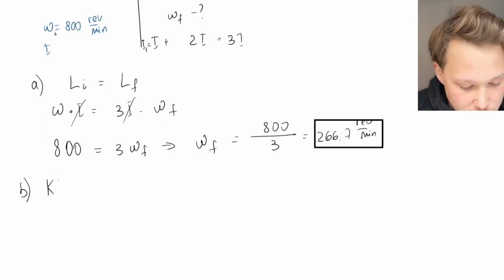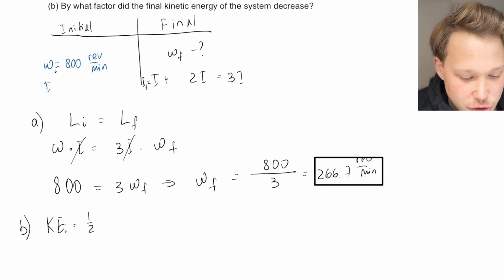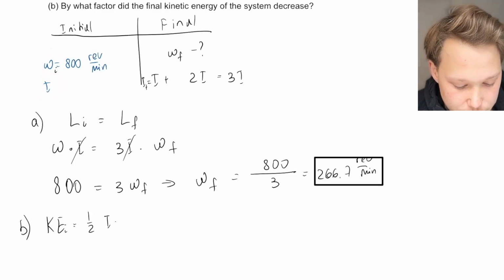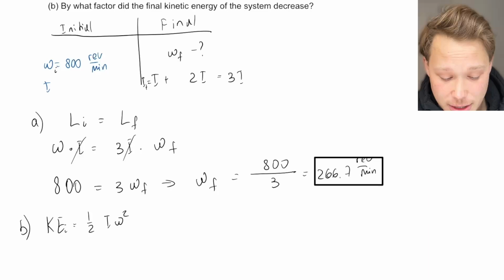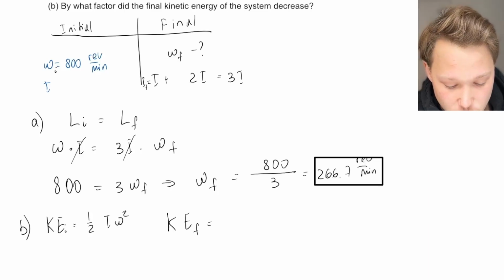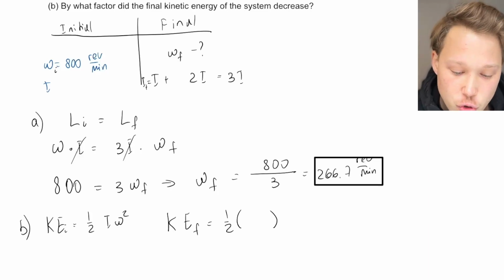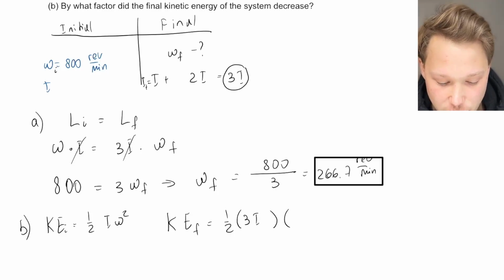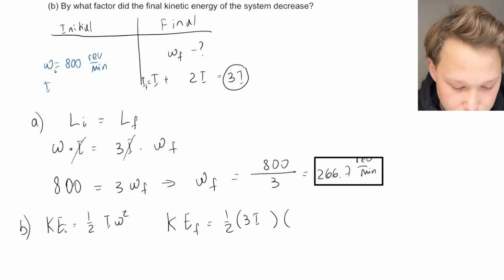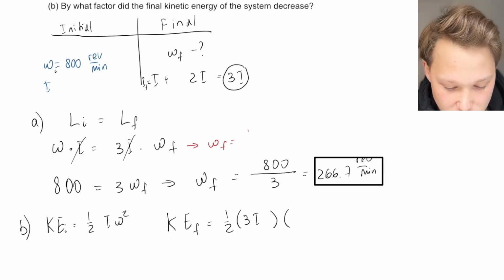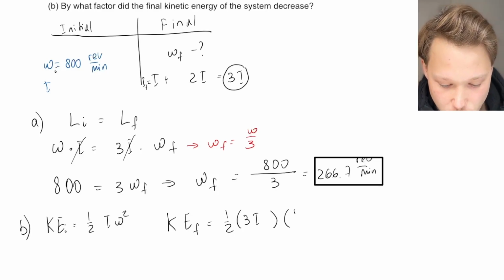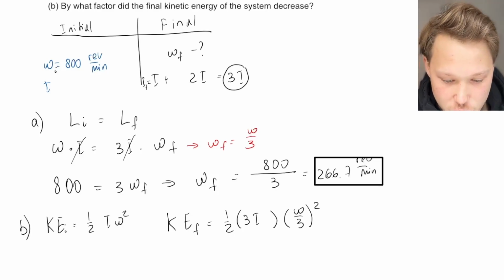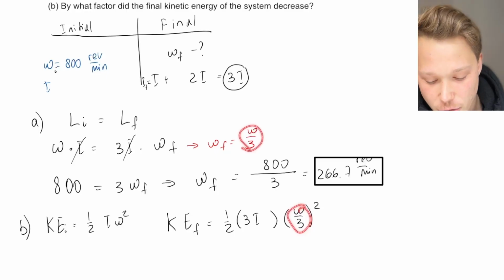So the initial kinetic energy is 1/2 I times, let's say, omega squared. Great. What about the final kinetic energy? So final kinetic energy is going to be 1/2. So your new moment of inertia is 3I. And your final velocity, as you remember from here, right, in terms of letters is omega over 3. So that's our final velocity, right, 1/3 that of initial, squared.